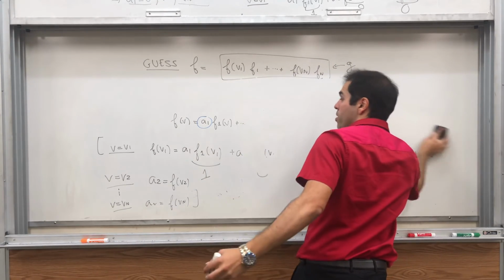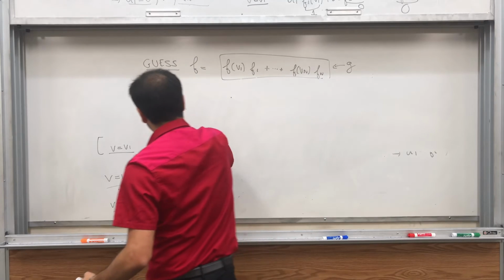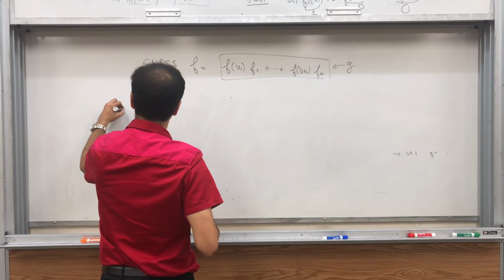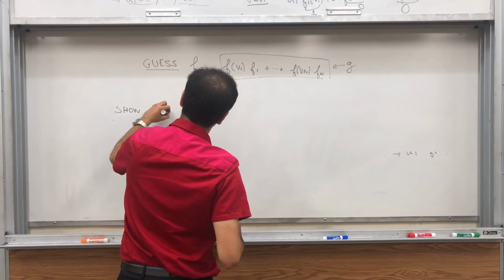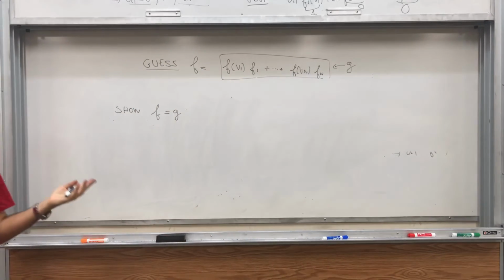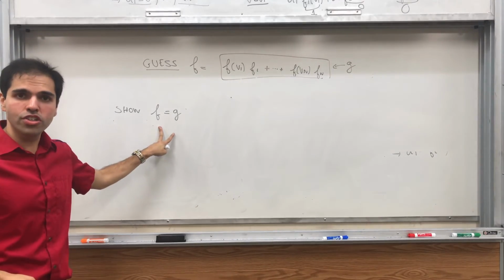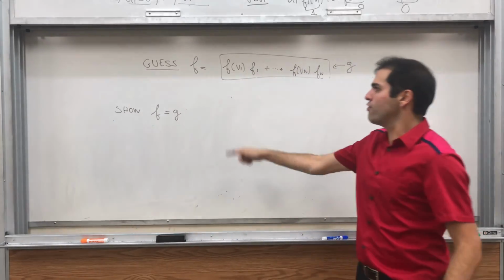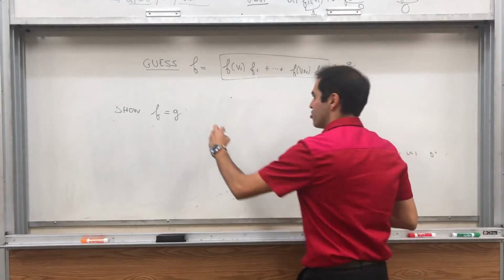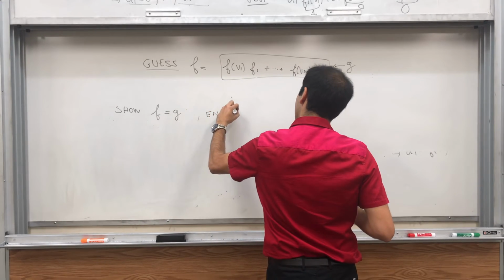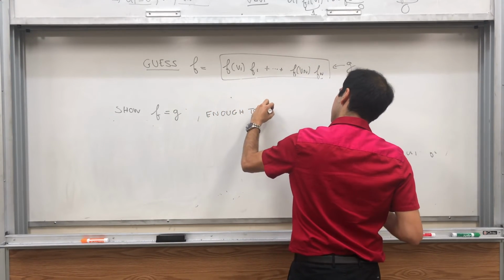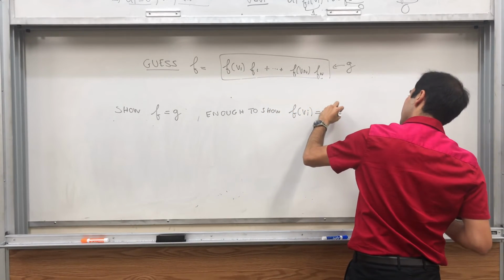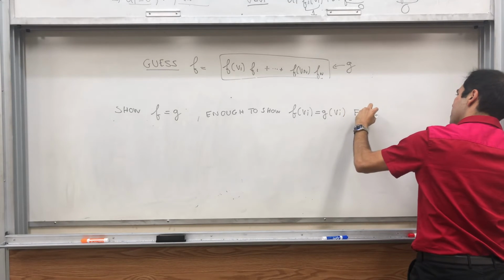So now, going back to our proof. Show f equals g. All right, but very important, those are all linear functionals, so they're linear transformations. So it's enough to show that for every basis vector this is true. So it's enough to show f of vi equals g of vi for every vi in your basis.